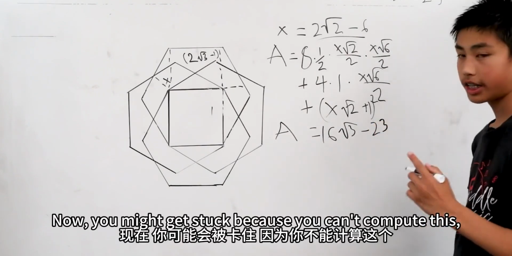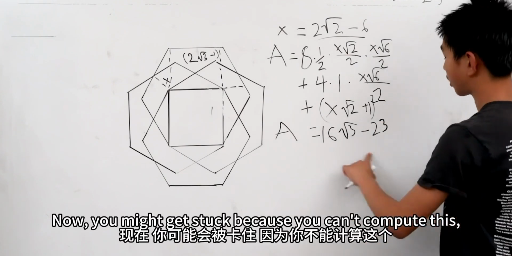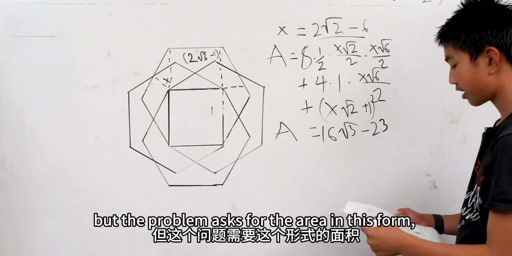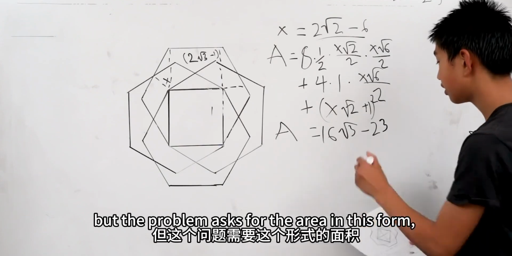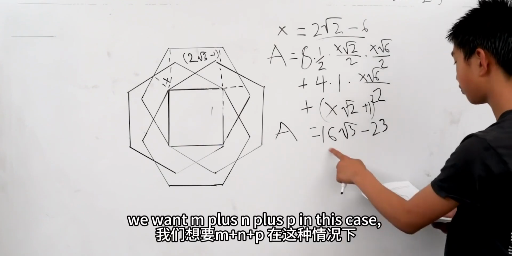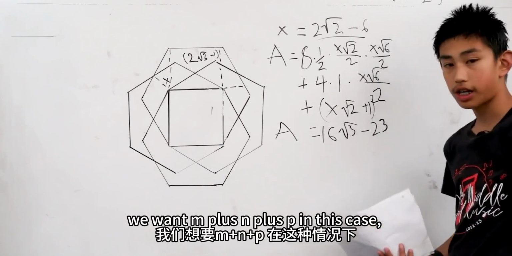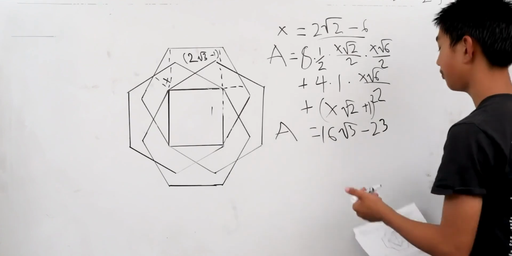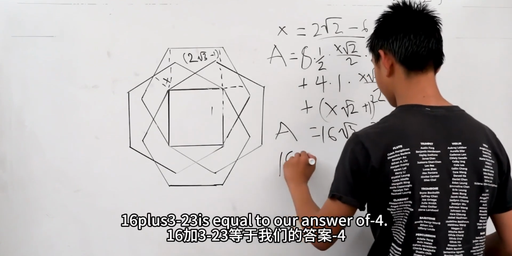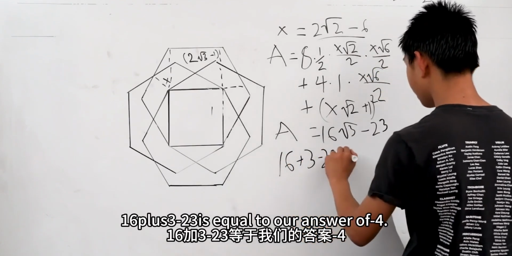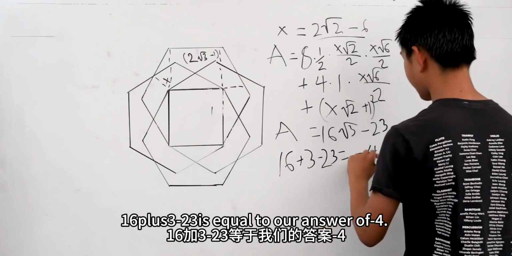And now, you might get stuck because you can't compute this. But the problem asks for the area in this form, so we want m plus n plus p. In this case, we just sum the numbers up. So 16 plus 3 minus 23 is equal to our answer of -4.